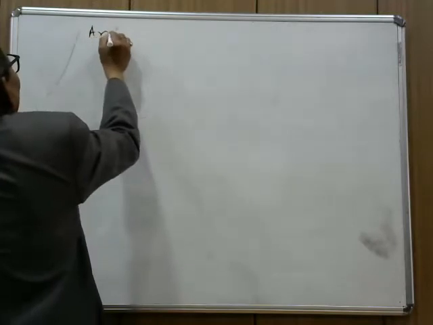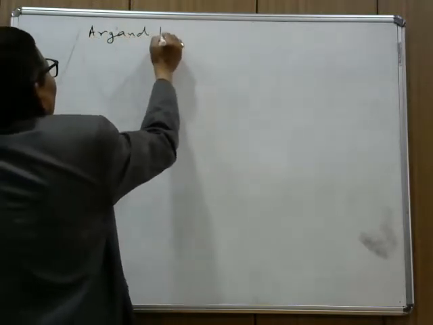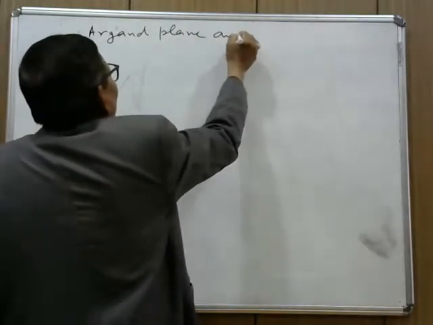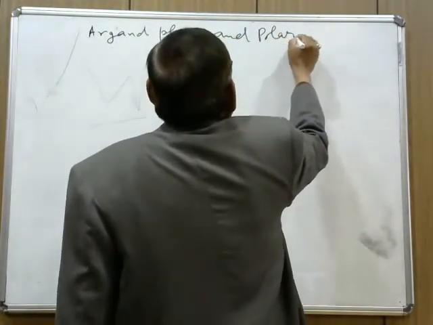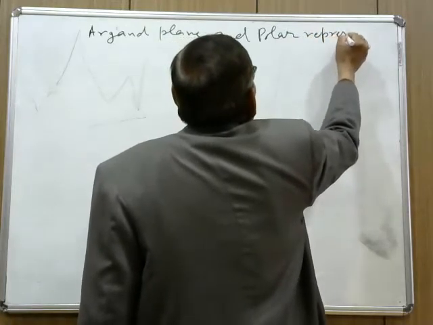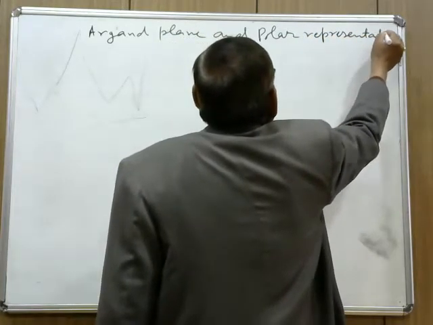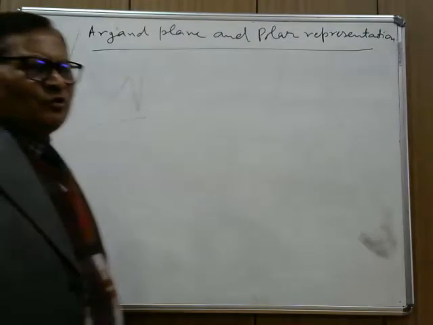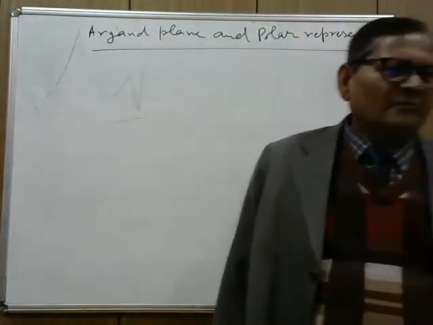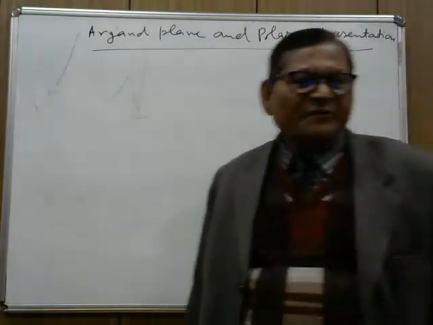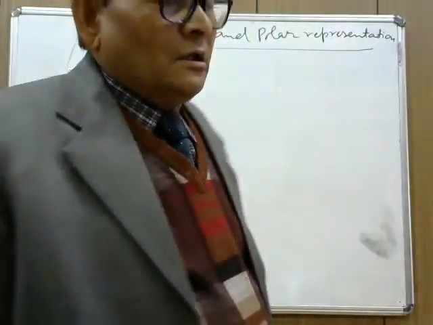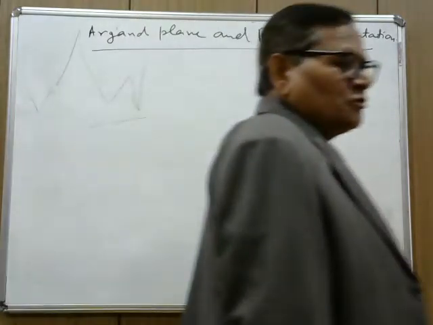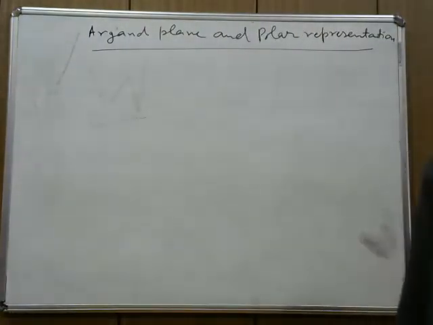Argand plane and polar representation. Polar representation. So, as you know, an ordered pair of real numbers can be represented in the xy plane with reference to two mutually perpendicular lines, known as the x-axis and y-axis.